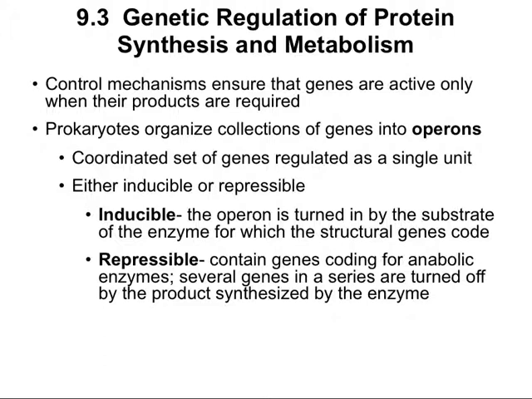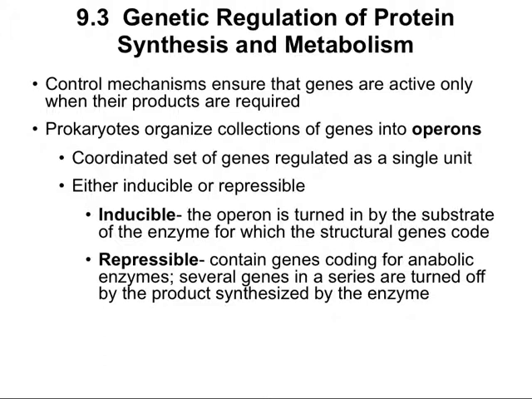In prokaryotes and eukaryotes alike, we have antisense RNAs, microRNAs, and riboswitches that are involved in regulation of gene expression. But prokaryotes have another strategy too. They organize collections of related genes into operons. And these operons contain control mechanisms that ensure that genes are active only when their products are required. This coordinated set of genes is regulated as a single unit, and they're either inducible operons or repressible operons.